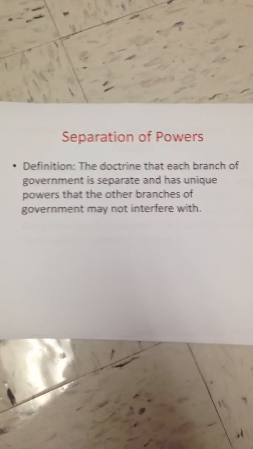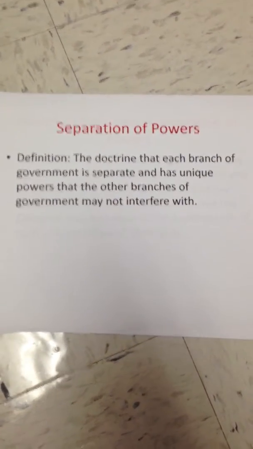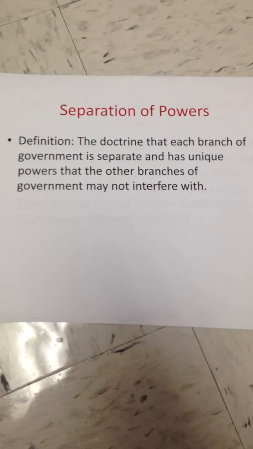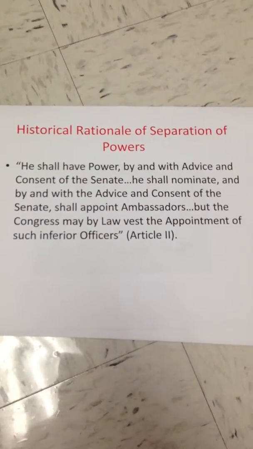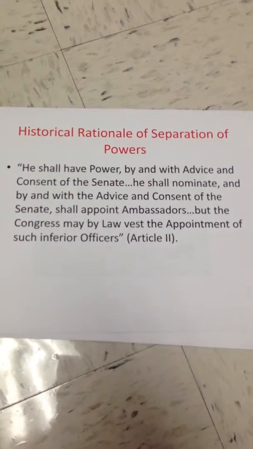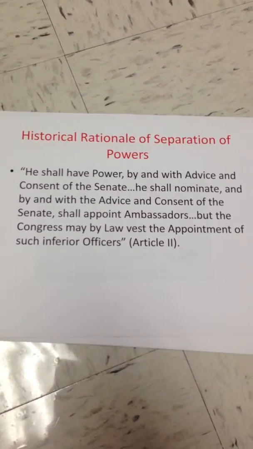Separation of powers was the doctrine that each branch of government is separate and has unique powers that the other branches of government may not interfere with. And this quote explains that the president has the power to appoint an ambassador while others do not have the power to do so.